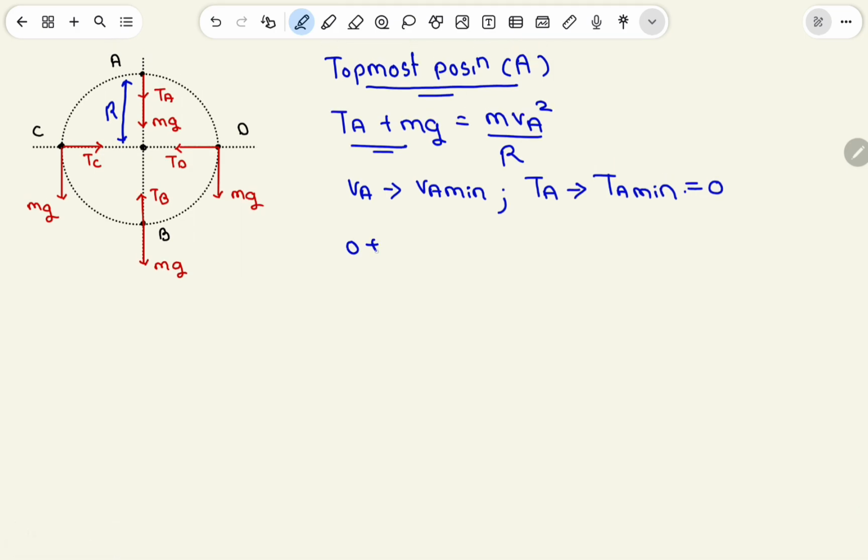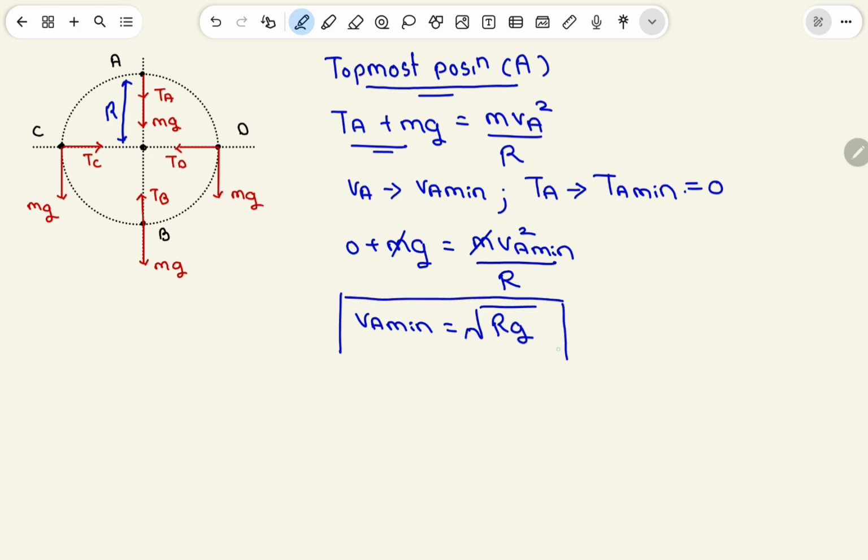So, plugging this value, 0 plus mg is equal to m VA minimum square upon r. And cancelling the m, we get VA minimum is equal to under root rg. So this is the minimum speed of the particle at the topmost point if we want to complete the circle. At the topmost point, the minimum velocity of the mass attached to the string must be under root rg.